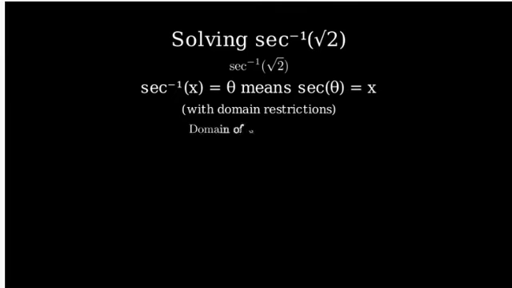The domain of inverse secant includes all numbers greater than or equal to 1, or less than or equal to -1. In our case, square root of 2 is approximately 1.414, which is greater than 1, so it's in the domain. Let's visualize this on the unit circle.